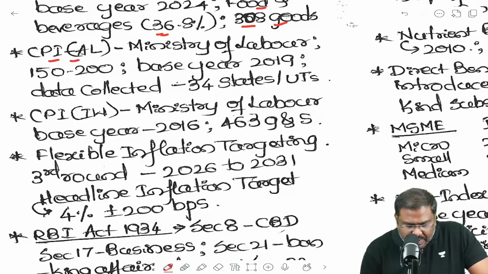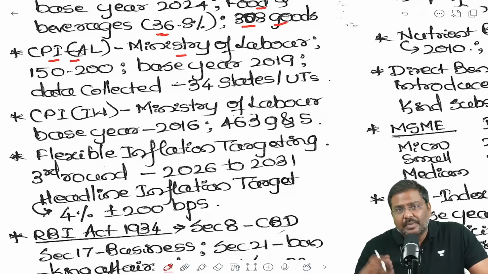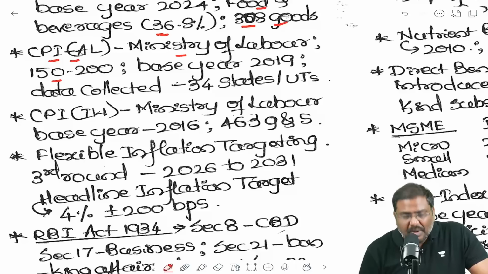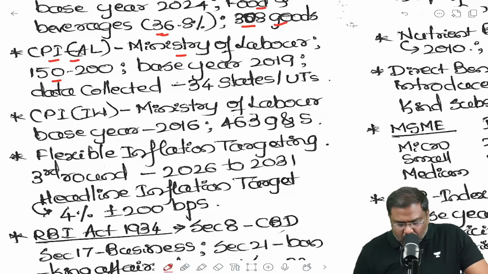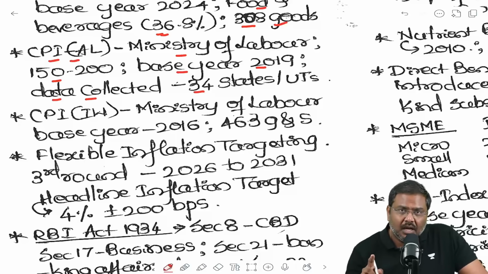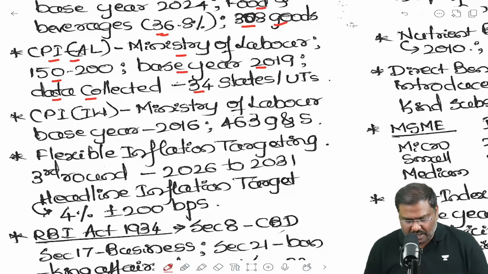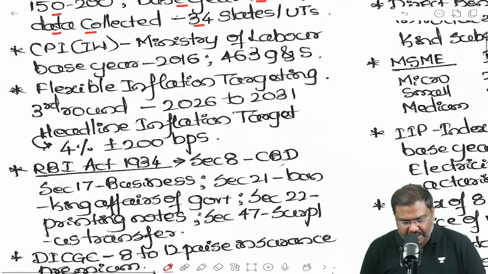The base year for CPI-AL, Agriculture Labor, also has been revised. It is published by the Ministry of Labor. Now the basket has 150 to 200 goods. The products are 150 to 200. The base year is 2019. The data collected is from 34 states and union territories. Ladakh as well as Chandigarh are not covered. That is, data is not collected from there.